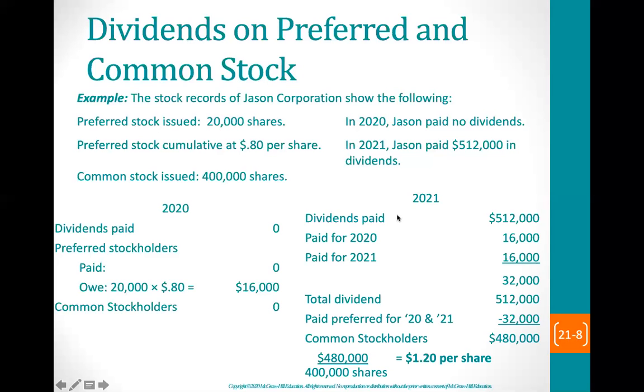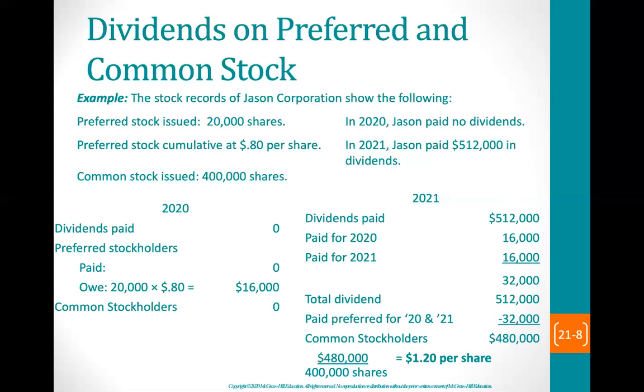In 2021, we paid $512,000 in dividends. Well, of that $512,000, we have to first pay $16,000 to our preferred shareholders for 2020. Then we have to pay another $16,000 for 2021. They have to get their dividends in arrears and the current year dividends first. So we have to pay $32,000 in dividends to our preferred stockholders. So the remaining $480,000 goes to our common stockholders.